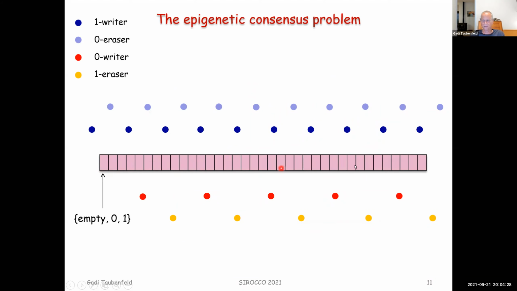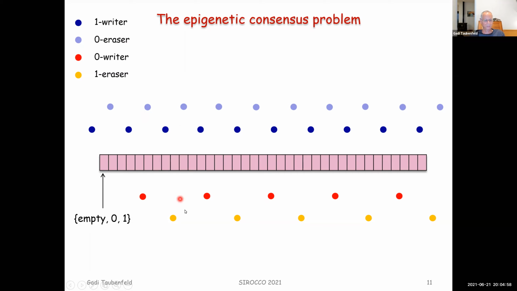Each nucleosome corresponds to one of those locations, and there are many of them. So the array is huge. There are hundreds of thousands of locations or cells in this array. And we have two teams. One team is called 1, which includes the 1 writers that try to write 1 in here, and the other one is the 0 erasers that are helping the 1 writers. They are going to erase zeros to make room for the 1 writers to write 1.